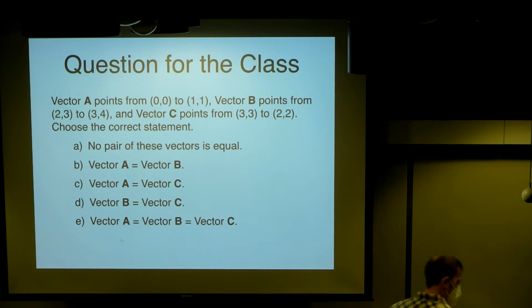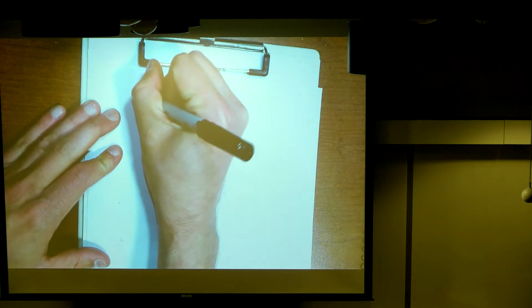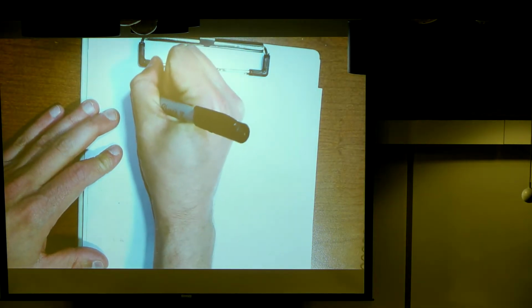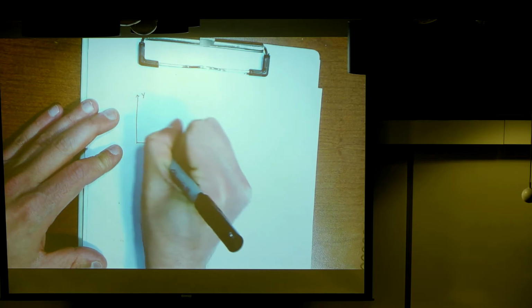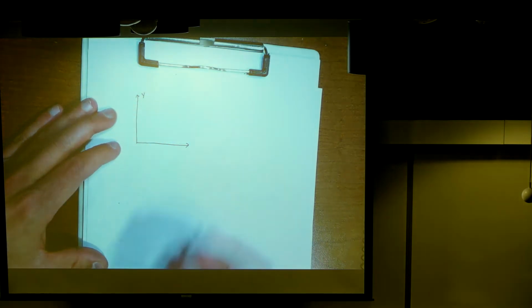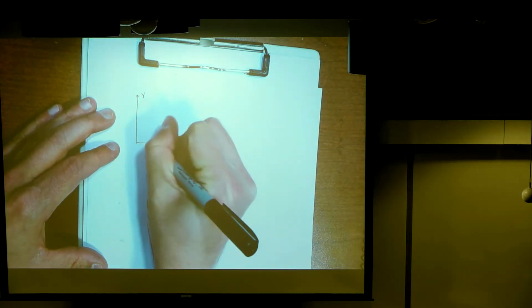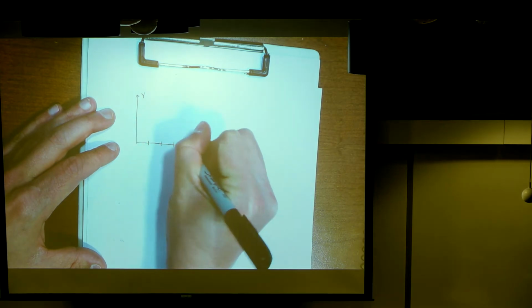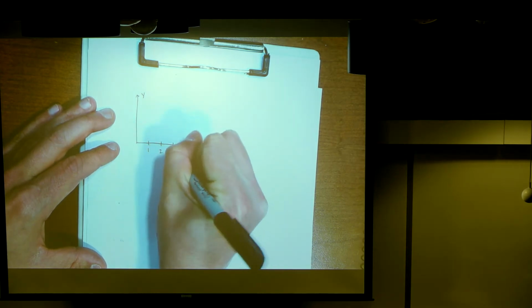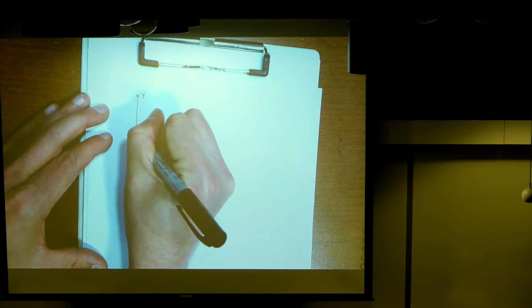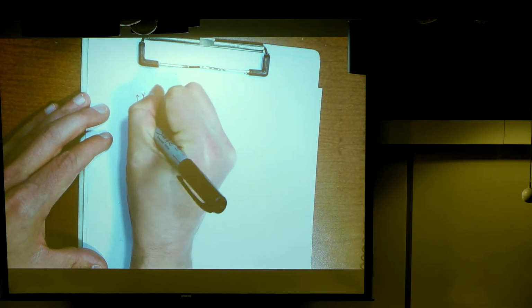Okay, so let's see what those diagrams look like now that you've had a minute to try to work it out at your desk, okay? So what we're going to do here is construct the XY coordinate system. And on the x-axis, I'm just going to mark off the points 1, 2, 3, 4. And then same on the y-axis. That's all we'll need for this part.